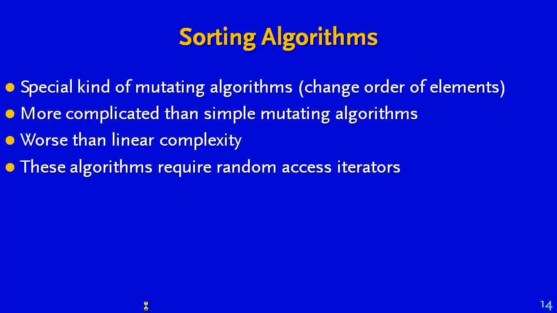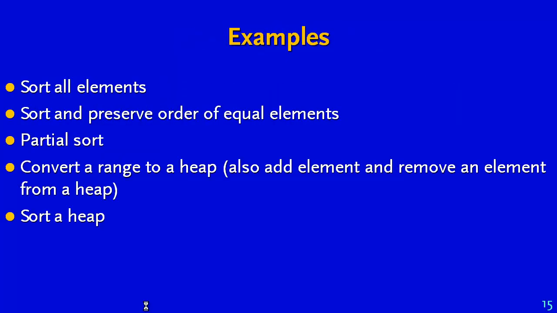So you've got sorting, bubble sort, heap sort and merge sort, all the sorting routines. So here's an example. You want to sort all the elements. Sort and preserve the order of equal elements. So if there are equal elements in the container, you don't sort them. You just leave them as they are. You can do a partial sort. You can sort, let's say, the first n elements of a container, but not the rest.